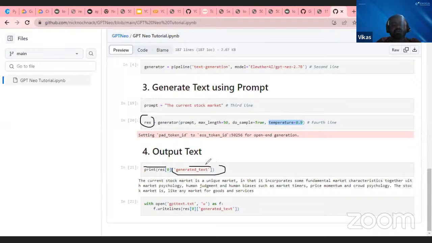I'm selecting the index as generated text. Now once I run this, guys, you can see what it has created. It has created 50 words for me. I asked what is the current stock market, and it has generated the result.